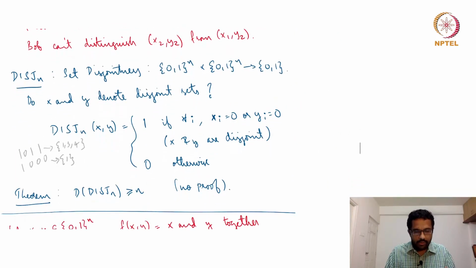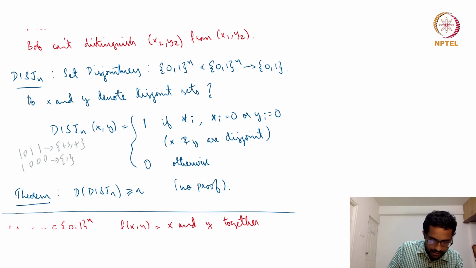Okay. So now let us see another function. This is called set disjointness. We are actually measuring whether two sets are disjoint or not. So we have already seen examples in the previous lecture where we have seen the correspondence between n bit vectors and subsets of 1, 2, 3 up to n, right?